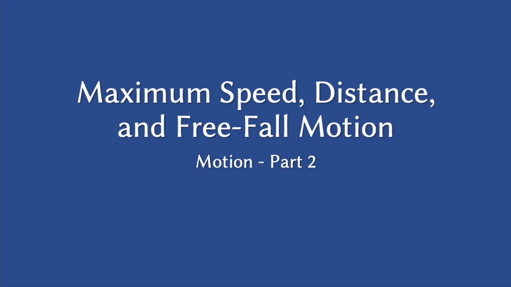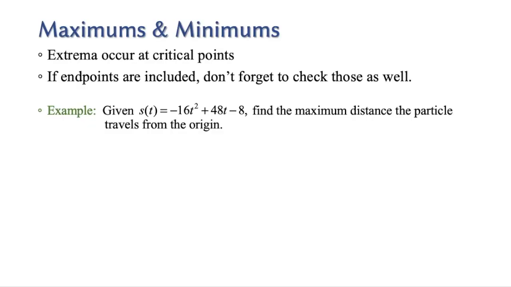Motion Part 2, Maximum Speed, Distance, and Freefall Motion. Now we're going to be looking at maximums and minimums involving motion. Remember, when we find maxes and mins, we're looking for extrema, which occur at critical points. If the endpoints are included in the question though, don't forget to check those as well.